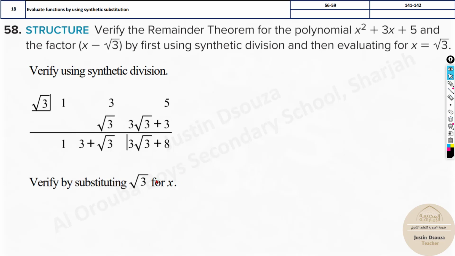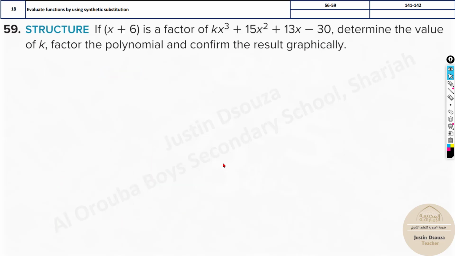And now you can verify by substitution. Substitute root 3 over here. You must get this answer. If you substitute, you will get it. In your calculator, you might get a decimal point. It's fine. Just check this and this will be the same no matter what.